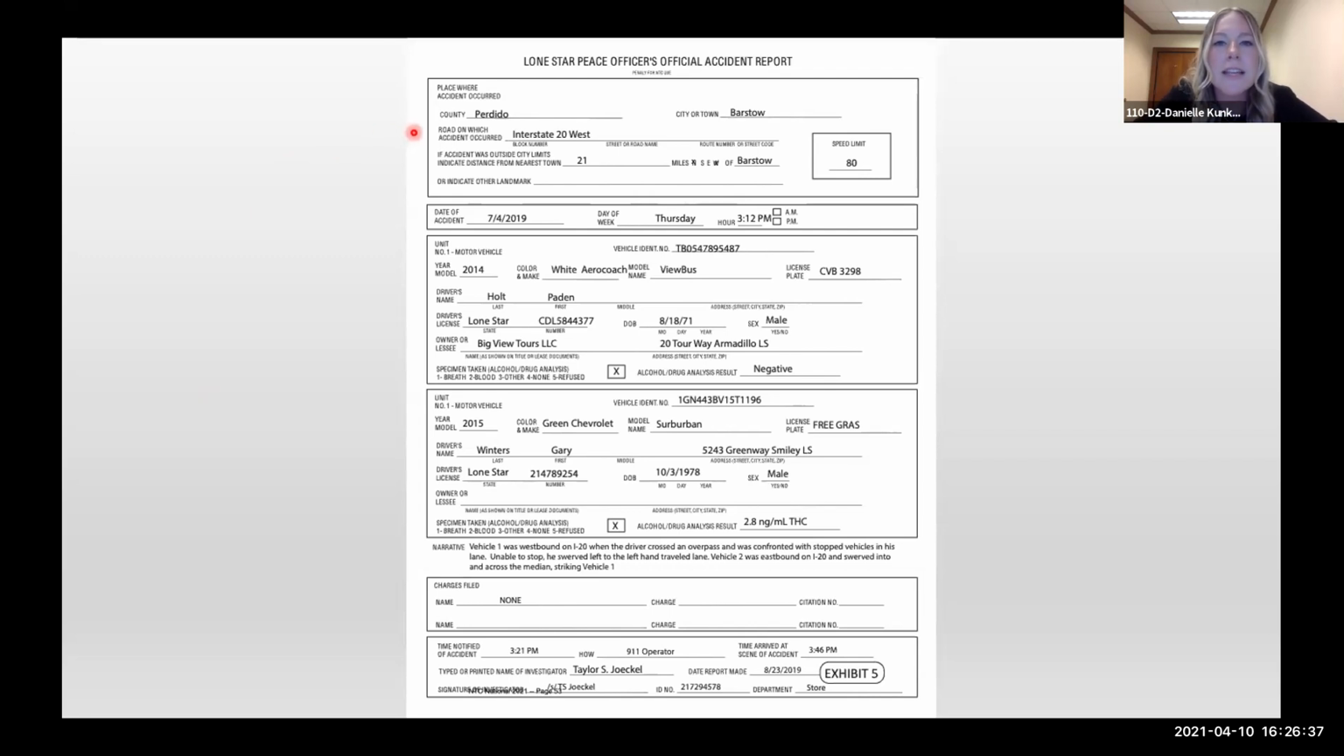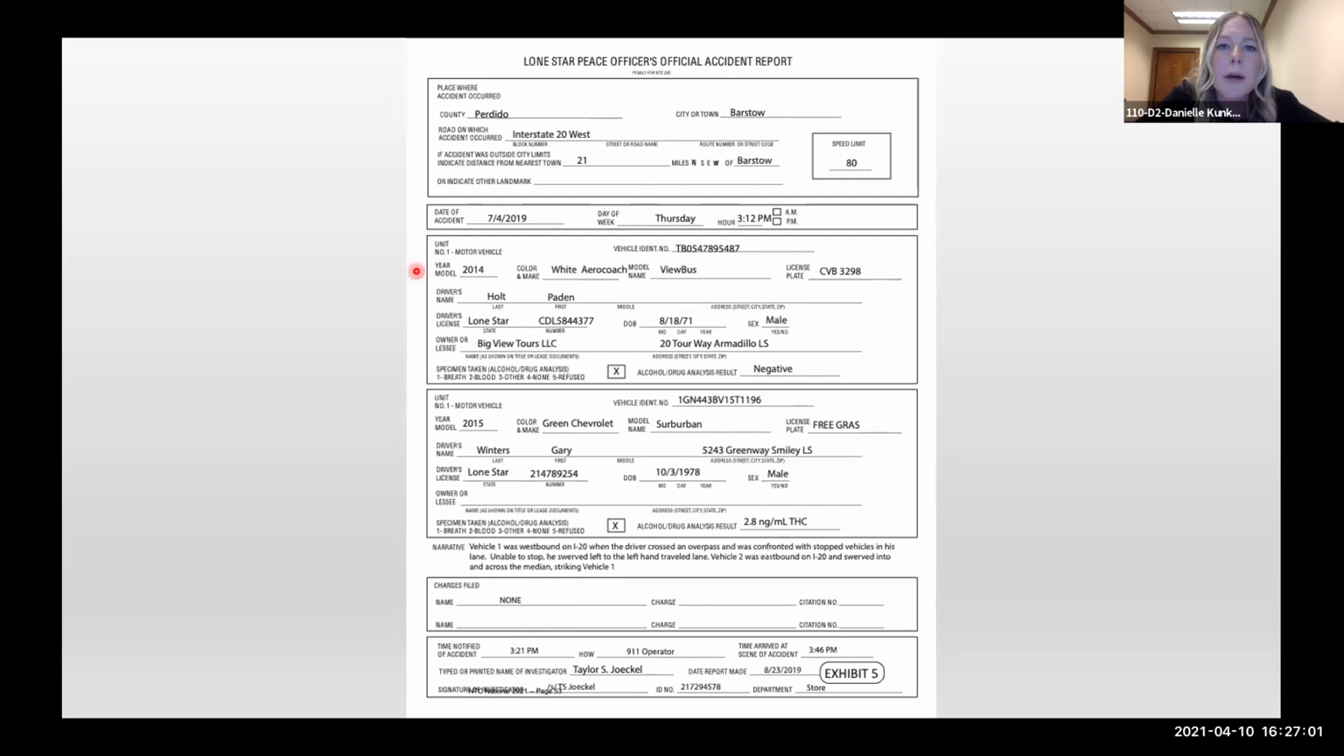At the top here, does it indicate what highway the accident took place on? Yeah, it took place on the westbound lanes of the I-20 near Barstow. What's the speed limit on I-20? It's 80. Let's talk about the vehicles involved. This first vehicle here on the report, what kind of vehicle was that? It was a 2014 Aero Coach View bus.